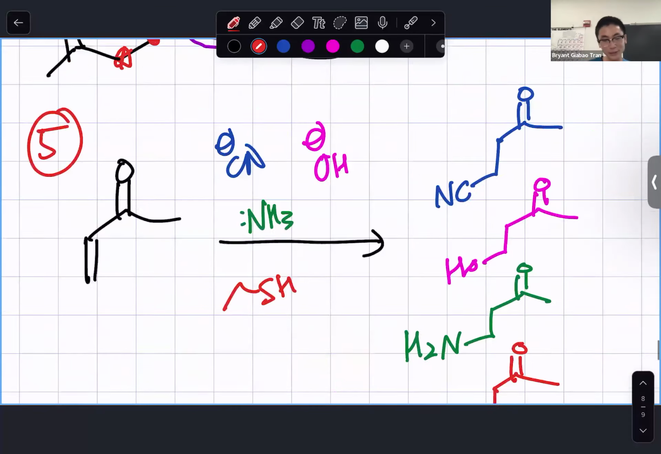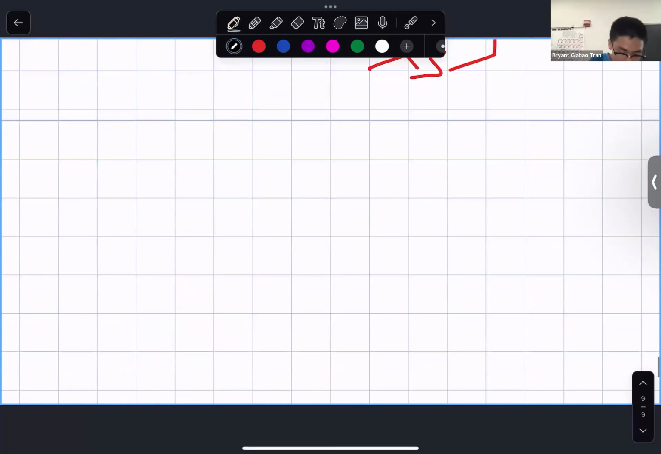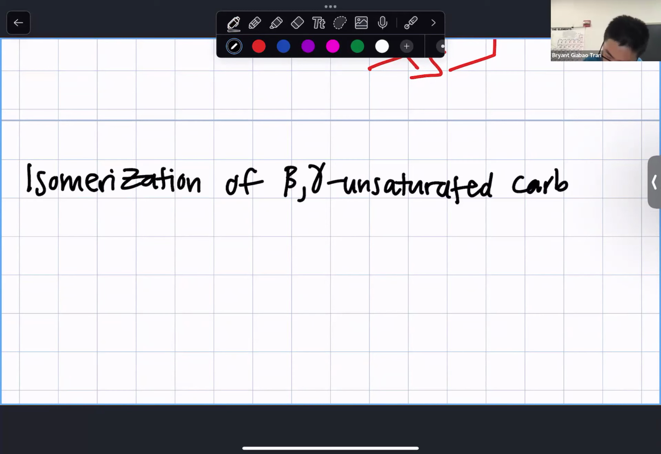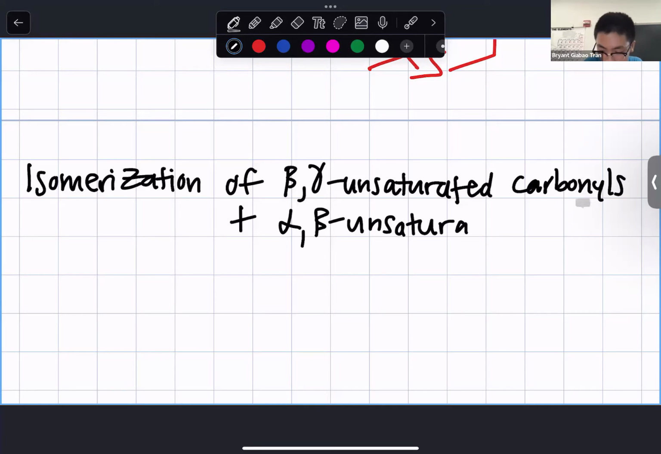Isomerization. So this is related back to midterm 1 with the alkene. Isomerization of, let's say, beta, gamma unsaturated carbonyls to make an alpha beta unsaturated carbonyl, because isomerization would convert a less stable double bond into a more stable double bond. So we're going to relate that concept to this new material here.